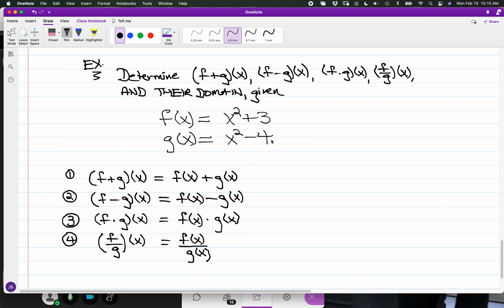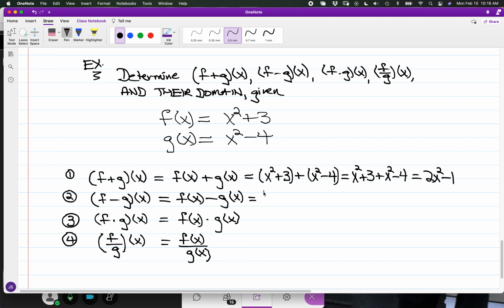For the sum function, f of x plus g of x, here we have x squared plus 3 from f of x, and from g of x we have x squared minus 4. If I add them together, there will be no sign changes upon removing the parentheses. So for f plus g of x, this will translate out to 2x squared minus 1.